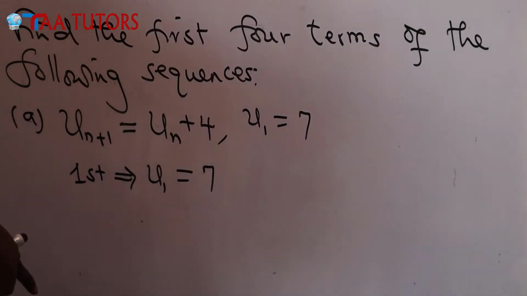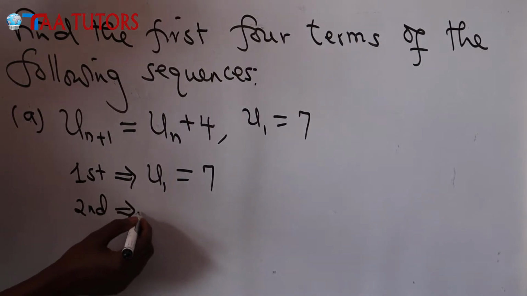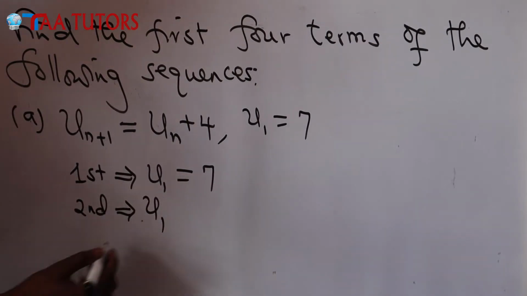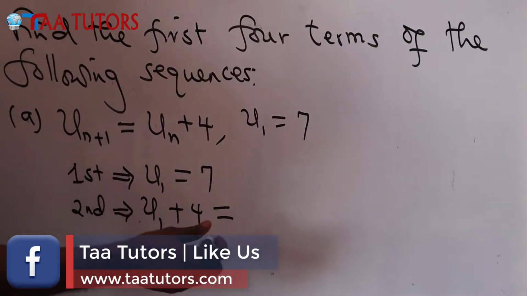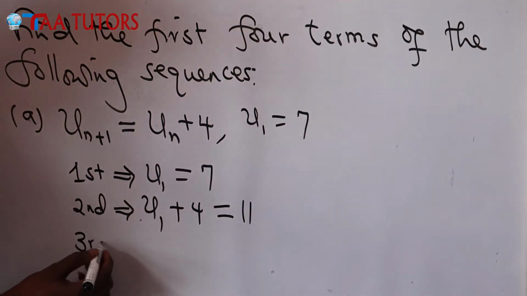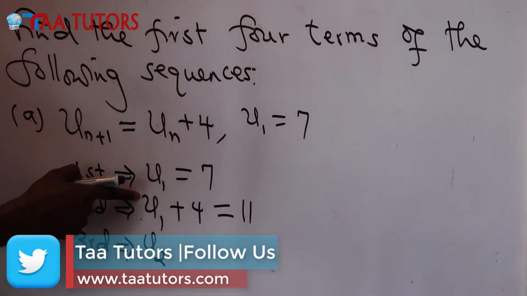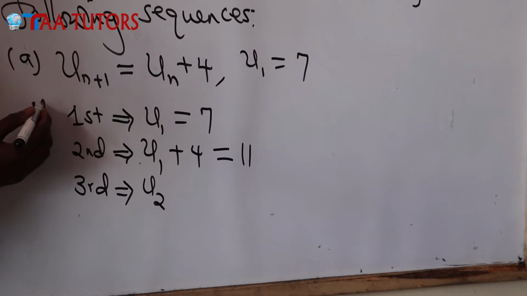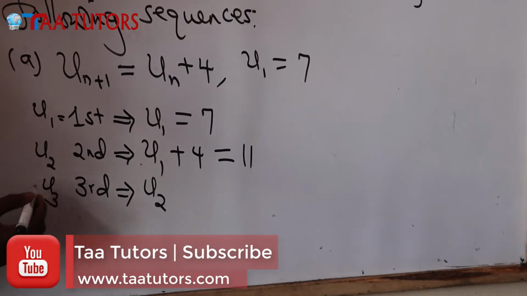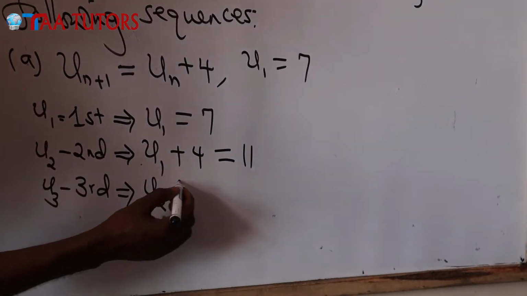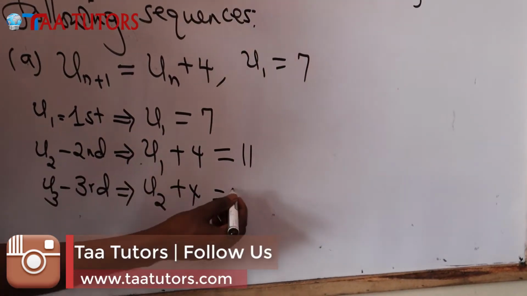For us to get the second term, we'll bring 7 here. So the second term here, we are going to get un, where un actually is the first term, plus 4. That will be, the first term is 7 plus 4 here becomes 11. The third term here becomes u2 plus 4, because we're using the second term. So the second term is 11. 11 plus 4 is 15.